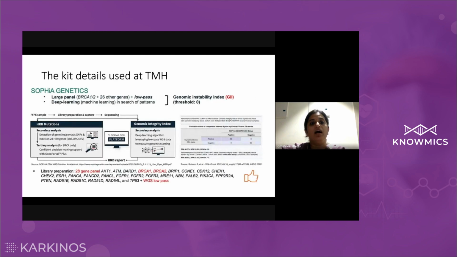Next slide, please. The kit details are that we have a large panel of close to 28 genes, and we are doing low pass whole genome sequencing. There is deep learning or machine learning for the pattern, which would derive the genomic instability index, or the GII. They don't call it GIS, and the threshold is 0. Then it takes into comparison the mutation and the genomic integrity index, and with that the score comes. The library preparation for the 28 genes is a different one, and the library preparation for the low pass whole genome sequencing is different. Later on, you can pool and run both collectively, and then you would get a detailed report once the assay is done.